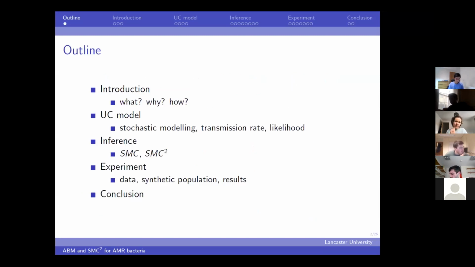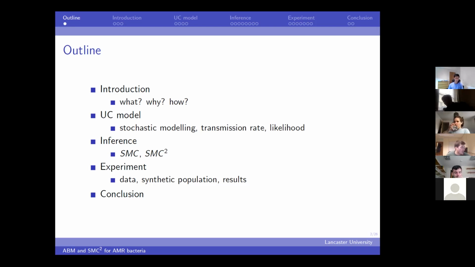So the outline of the talk is the following. I will start with an introduction explaining the what, why, and how of the problem. Then I will move to the model that is used to model the spread of the bacteria in our population, which I call the UC model. Precisely, I will show you the stochastic process that models the spread of the bacteria, with a particular focus on the way in which we model the transmission rate and likelihood.